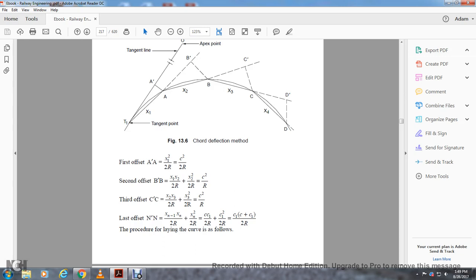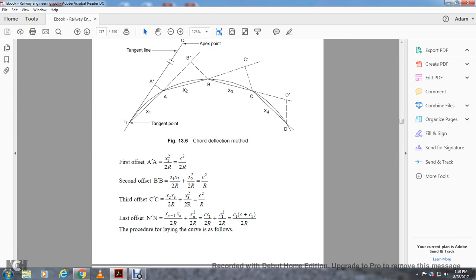The first offset is x1 squared divided by 2R, which equals c squared over 2R. The second offset at B is x1 times x2 divided by 2R plus x2 squared divided by 2R, which equals c squared over R. The third offset at C is x2 times x3 divided by 2R plus x3 squared divided by 2R, which equals c squared over R.